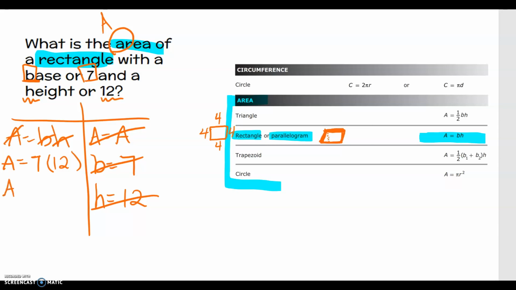Okay, if you paused the video, you will see that 7 times 12 gives you 84. And since we don't have any units here, we can just write the word units or put U for units, and it's area, so it's always going to be squared. So your area for this is A equals 84 units squared, just base times height. And like I said, last year you probably heard it as length times width.